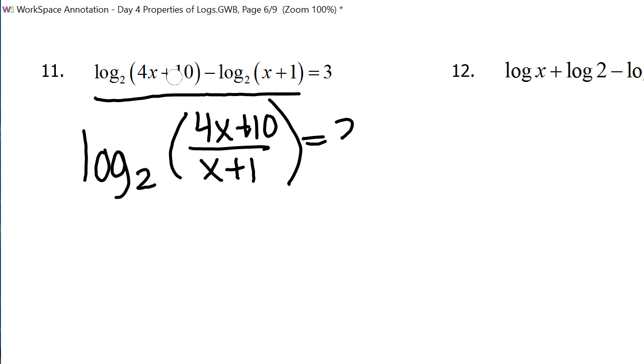Now, do we have logs on both sides? No, we don't. So we cannot use the property of equality. If you only have one log, convert it to exponential form.